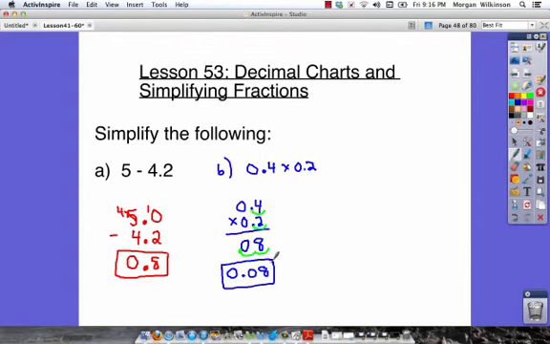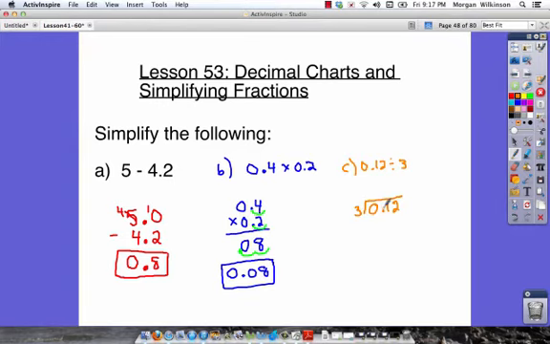Now let's look at another one. Let's say we have a third problem, C. It's going to be 0.12 divided by 3. Now, if we divide decimals, we've got to remember which one is the dividend and which one is the divisor. Which one is which? Our dividend is in the box, 0.12 or 12 hundredths. Our divisor is out of the box, 3.